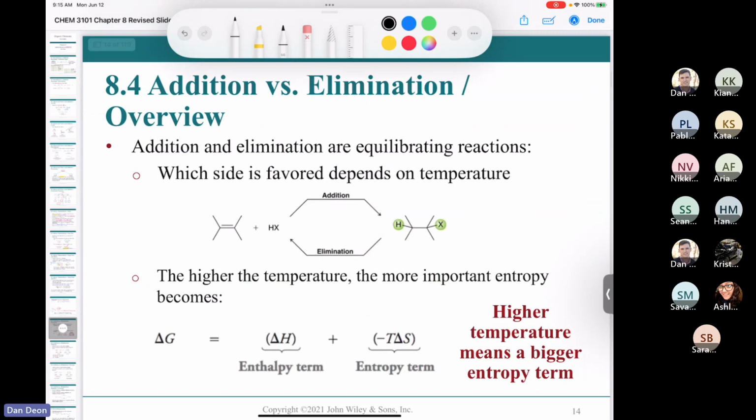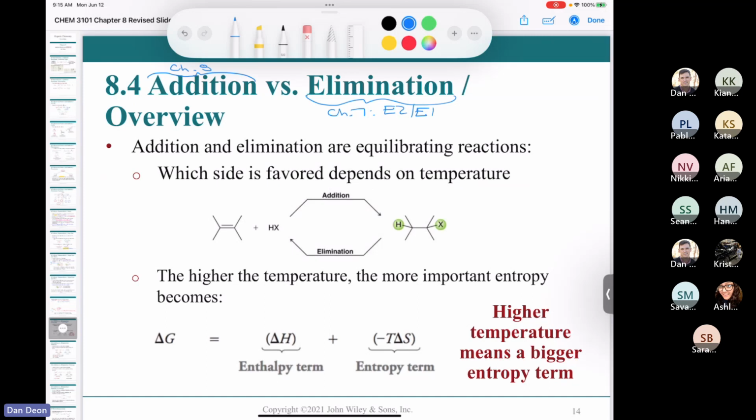So the next section kind of deals with a little bit of comparison of addition versus elimination. So remember, elimination, that was chapter 7. Okay, and we looked at two types of eliminations, E2 and E1. Most of the time we looked at E2 because it's a lot more common. But in chapter 8, this is where we're going to be talking about addition.